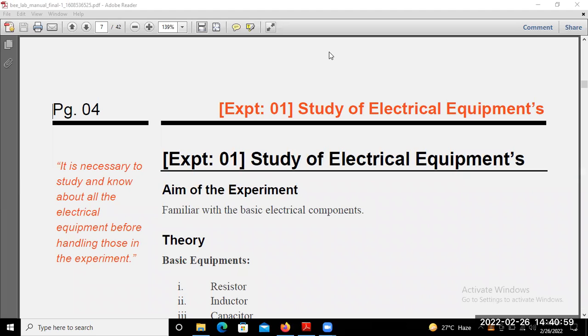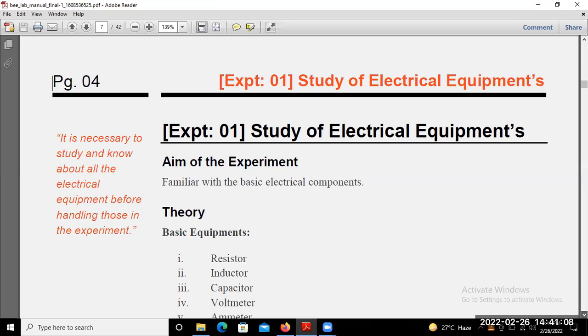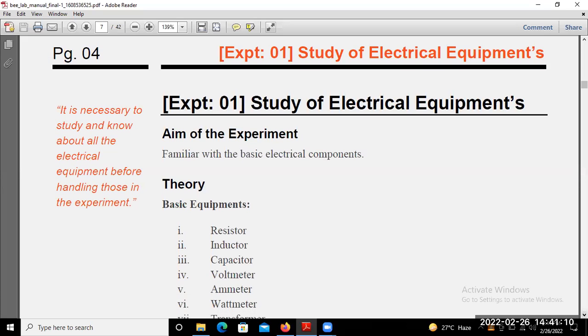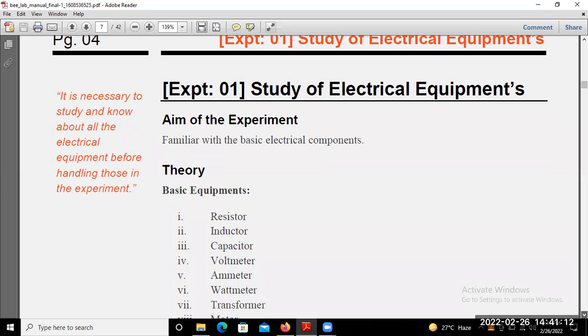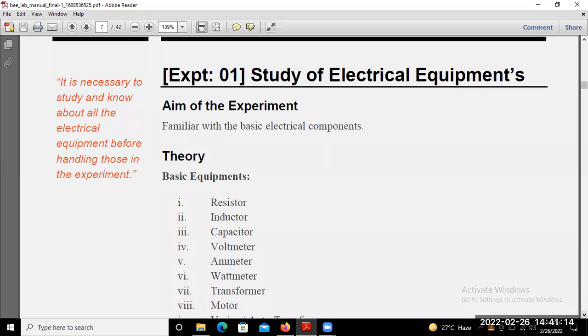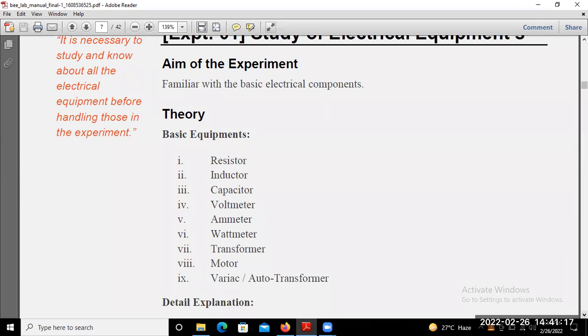So just try to discuss here one by one. First element is your resistance, inductor, capacitor, voltmeter. All of you mentioned all these points, I think. Wattmeter, transformer, motor, and auto transformer. So in any electrical experiment we are able to find a combination of these.